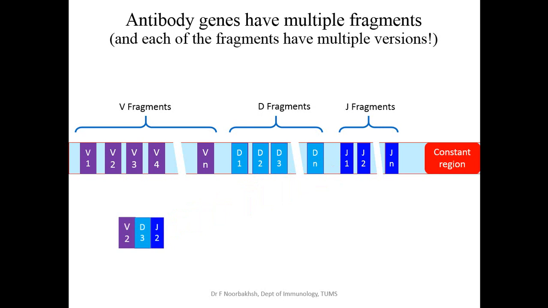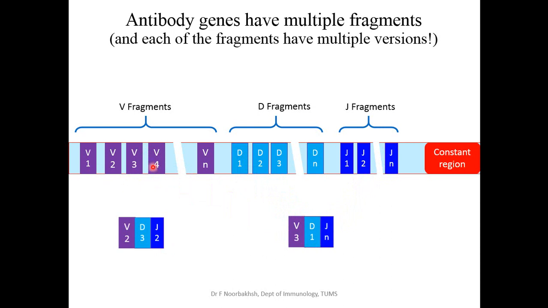For instance, in this particular combination that I'm showing you, V2 is joined to D3, which is joined to J2. So this might happen in one lymphocyte. In the next lymphocyte, another V joins another D, joins another J. And in the next lymphocyte, another V, another D, another J, and so on and so forth. So here you're seeing that we can have many different combinations.